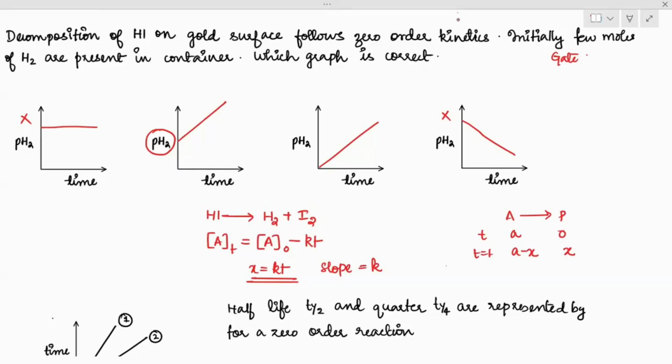But which one? Now pay attention. If you look at this equation, it is just y is equal to mx and there is no intercept. And you might mark option C, but that is wrong. Why? Because in the question, they have already said that initially few moles of H2 are present. So already few moles of H2 were present and then it increases linearly. So the correct option is option B.